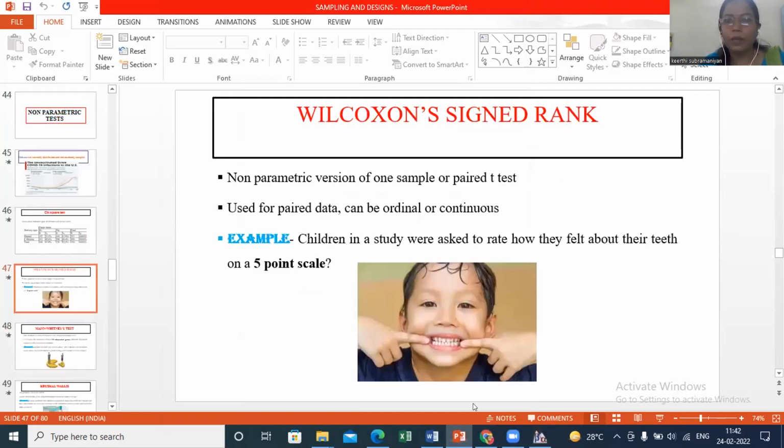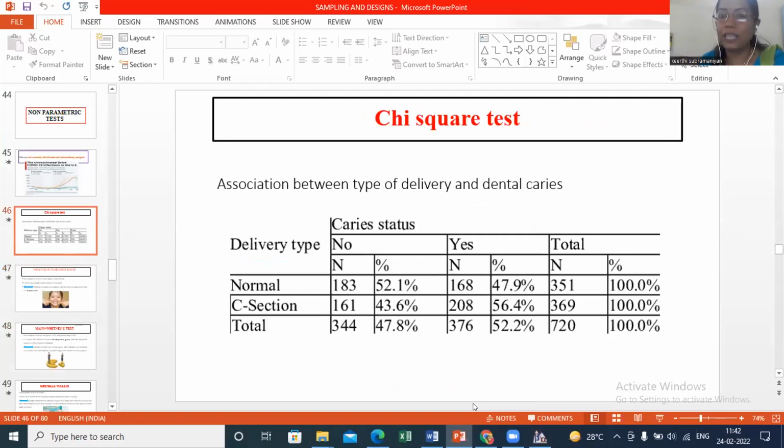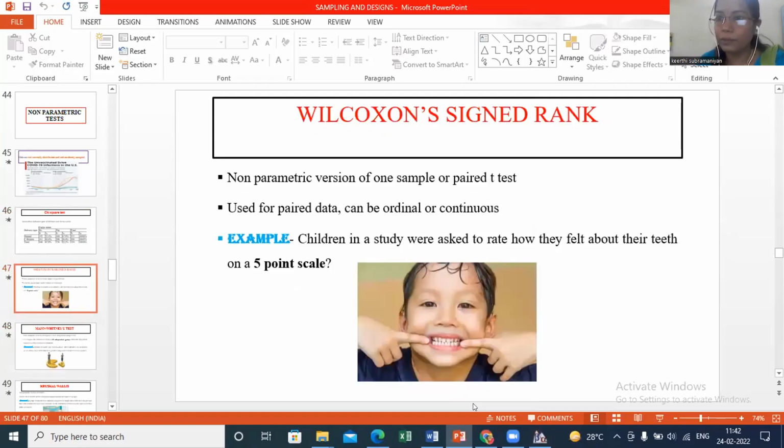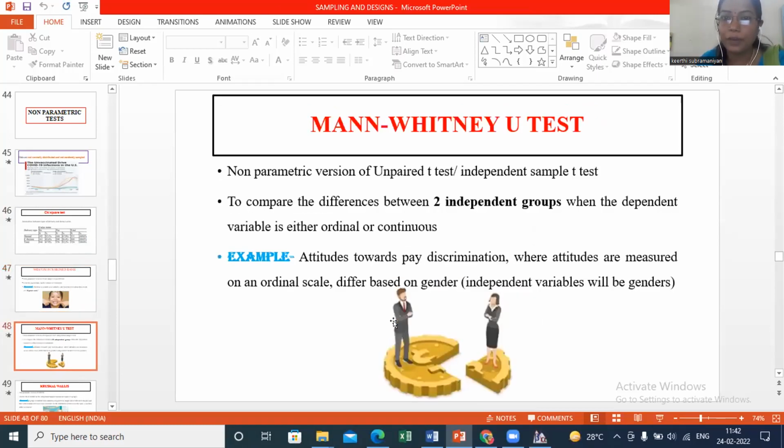When you have the Wilcoxon signed rank test, again, it's a non-parametric version of your paired t-test, right? How are you going to identify? By knowing the standard deviation. If the standard deviation is more, that means it's a non-parametric or a non-normal distribution, right? So at that time, if you have a single group, you are going to apply the Wilcoxon signed rank test. And when you have two groups, you are going to apply the Mann-Whitney test. Clear?